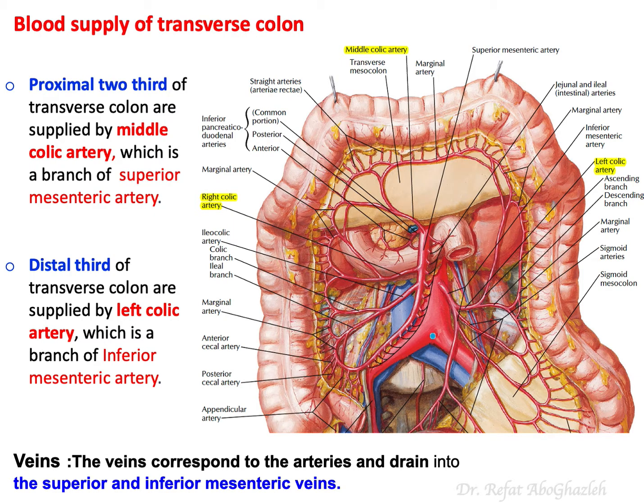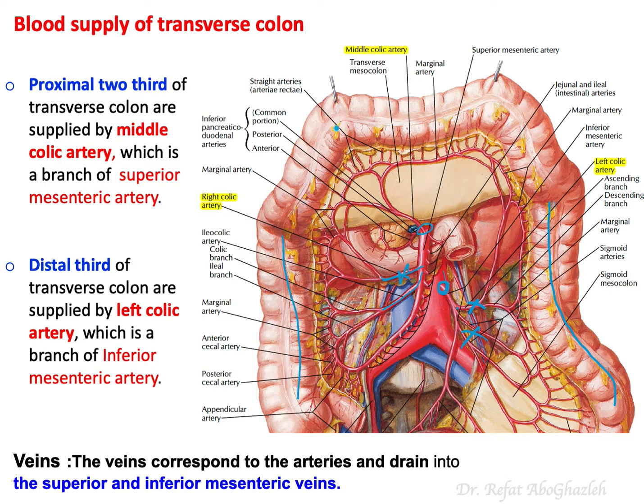Okay, now to the blood supply. I always like to remind you of the blood supply of the ascending and descending colon before jumping to the transverse. This is the superior mesenteric artery, and this is the inferior. The superior mesenteric artery gives the ileocolic and right colic, which supply the ascending colon and cecum. The inferior mesenteric gives, not right colic, but left colic and sigmoid arteries, which supply the descending colon.